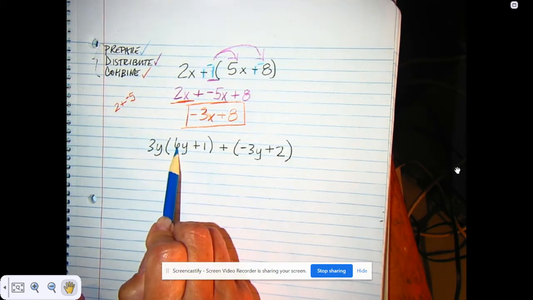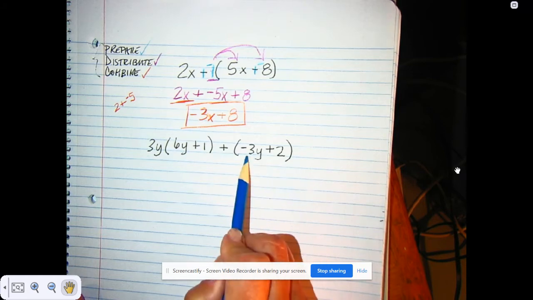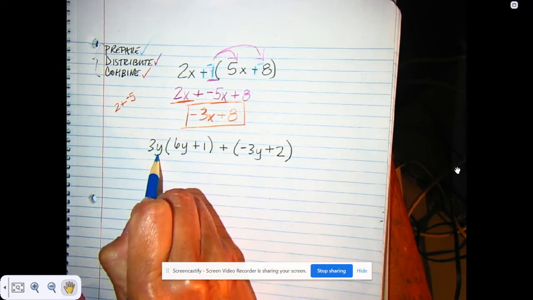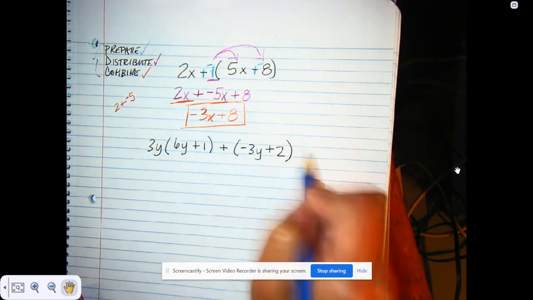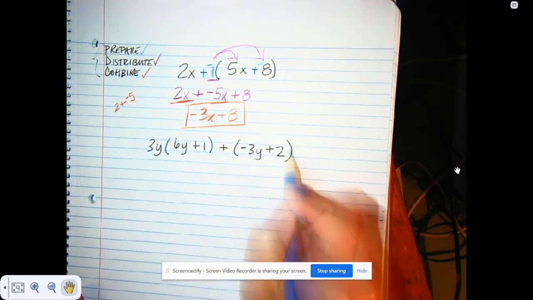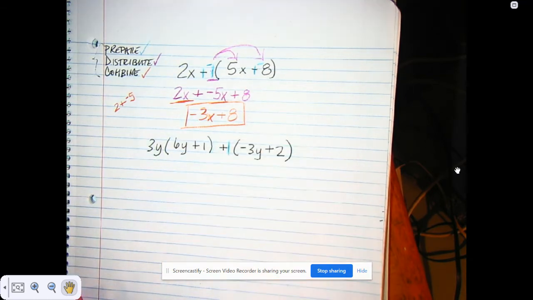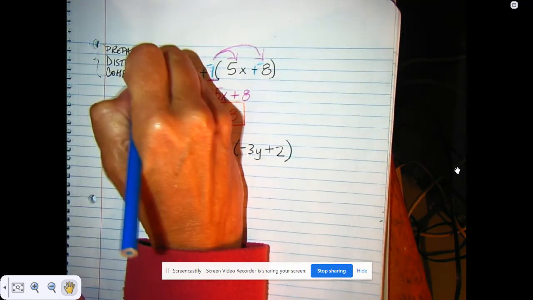This y has a 6 on it. He's good. This y has a negative 3 on it. He's good. This parentheses has a 3y on it. That's fine. This parentheses does not have a number touching either side, so I'm going to put an invisible 1 right there. I have prepared my problem.